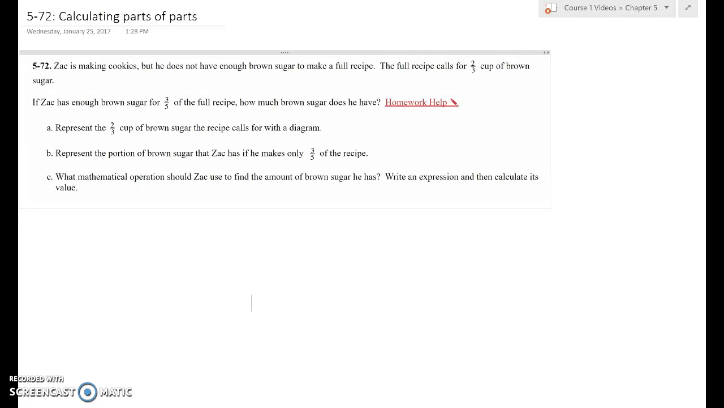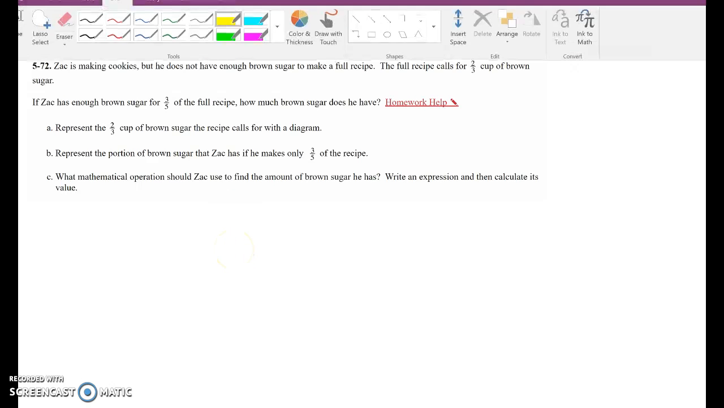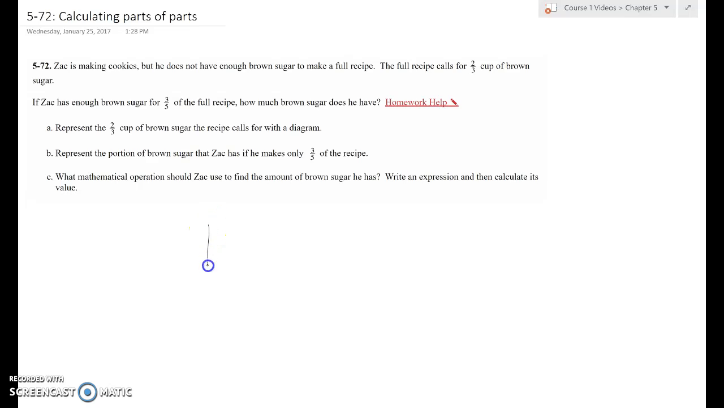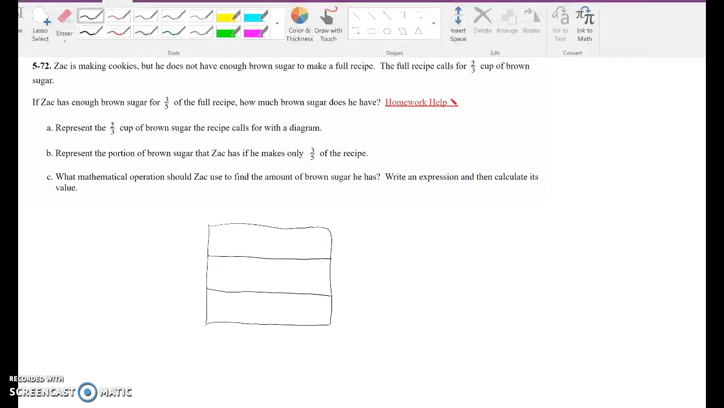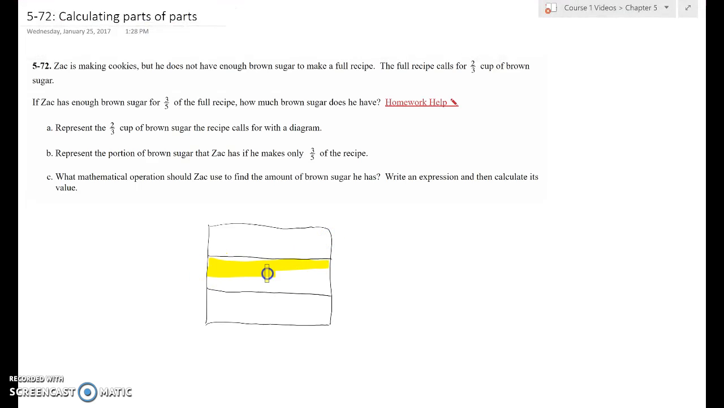Well, let's go step by step. Thank you, book, for setting this up for us. So represent the 2/3 cups of brown sugar that the recipe calls for. Well, okay, here we go. Here is a full cup of sugar, represented with a horrible rectangle, and it's gonna call for 2/3 of a cup. Heck, let's do this. Let's do it this way. And here's the 2/3 of a cup that it calls for. Ta-da! Part A done.